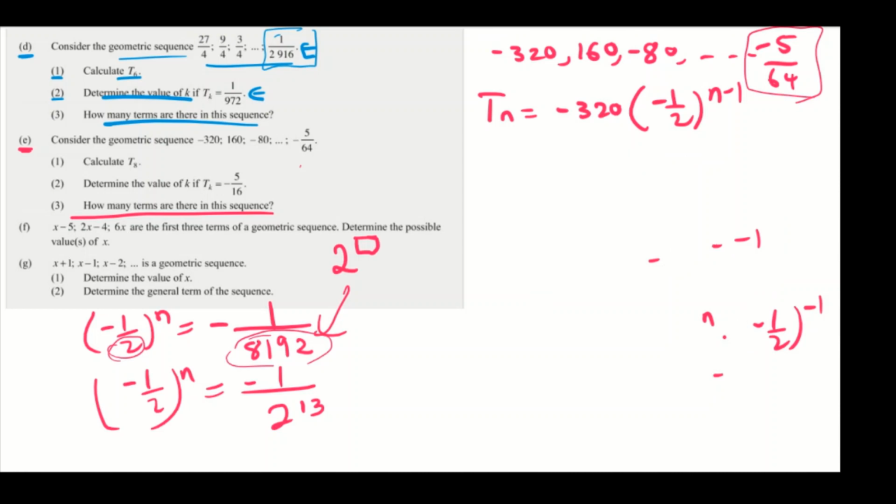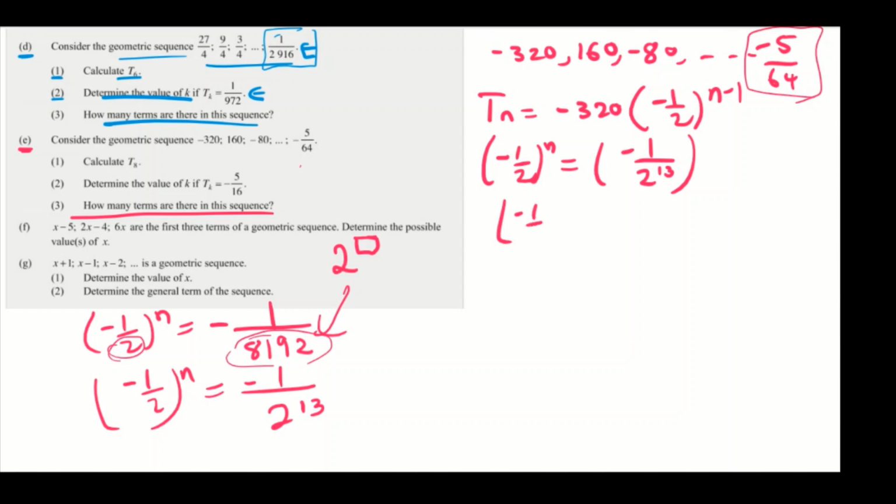So once I have that, now it becomes a lot easier to solve the problem, because you will have minus 1 over 2 to the power of n equals to minus 1 over 2 to the power of 13, right? Then you drop the exponents, since bases are the same, so n is equal to 13. So this would be your final answer for this problem here.